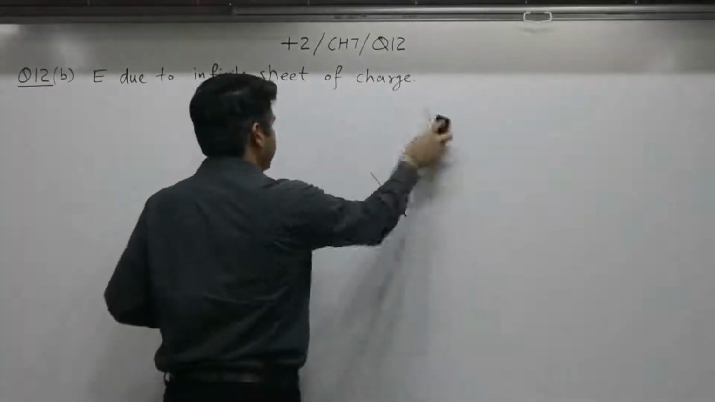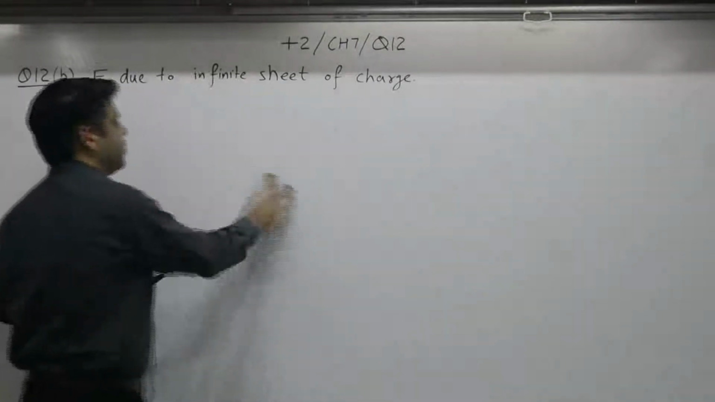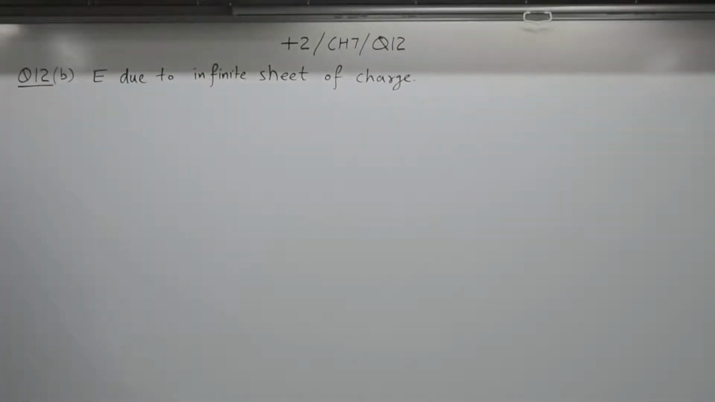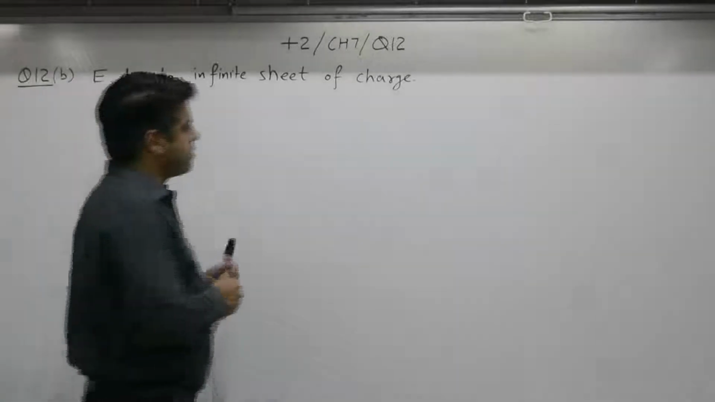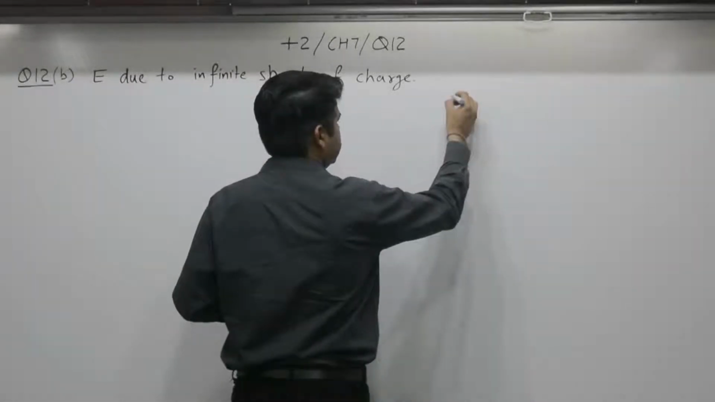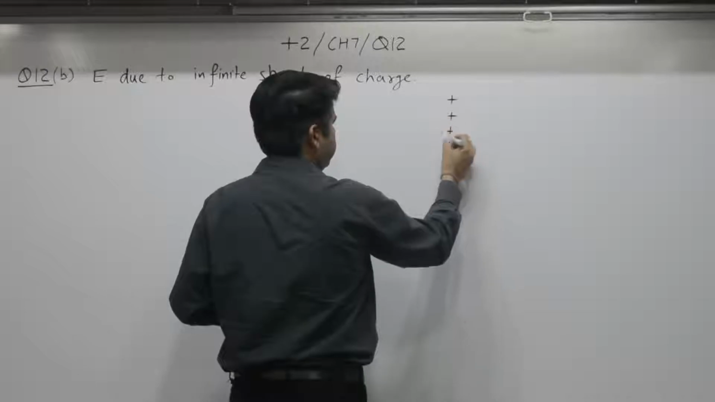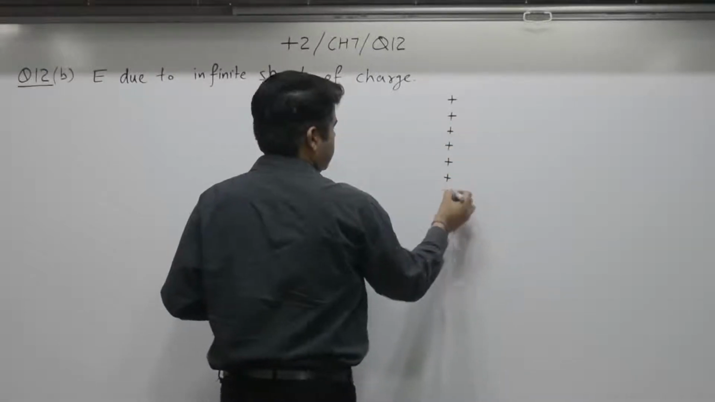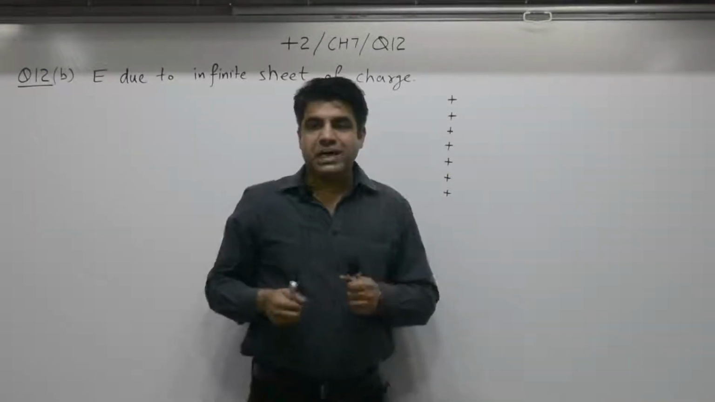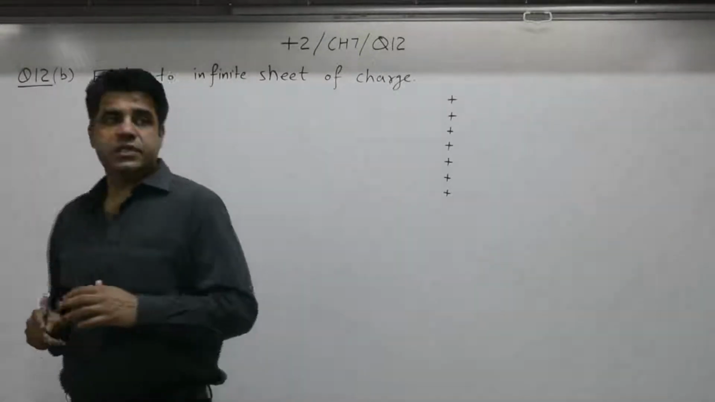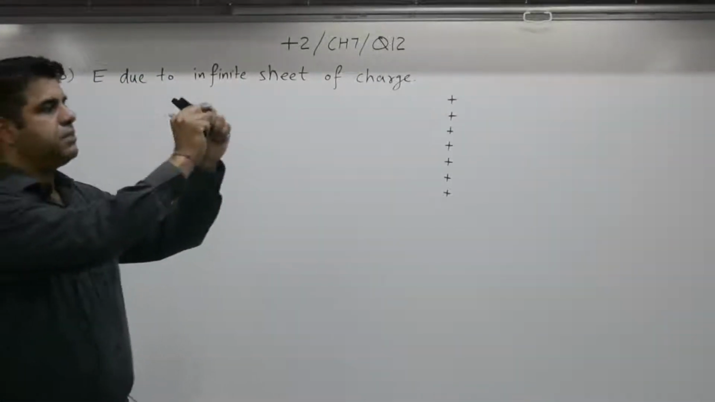So far we have dealt with Gauss's law and its application. In case there is a plain sheet of charge, what does that mean? Charge is not placed on a metallic sheet. Charge is in space like this.